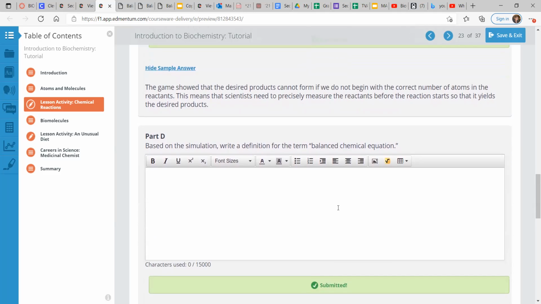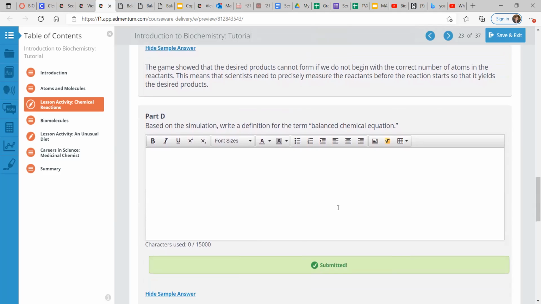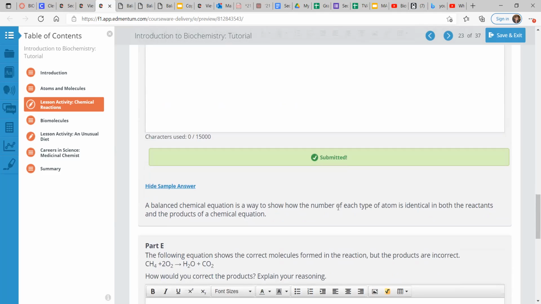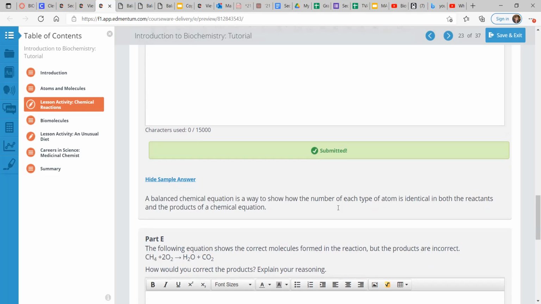Based on the simulation, write a definition for the term balanced chemical equation. A balanced chemical equation is a way to show how the number of each type of atom is identical in both the reactants and the products of a chemical equation.